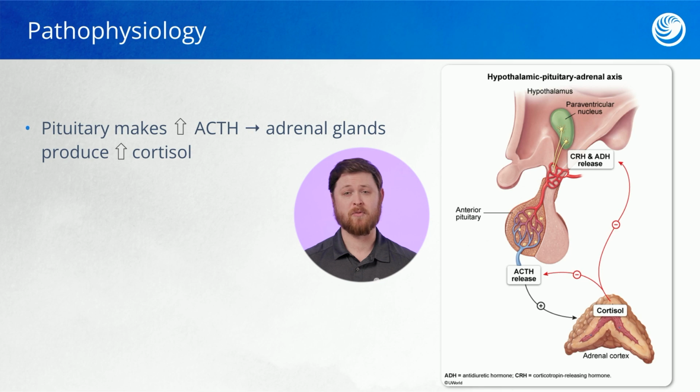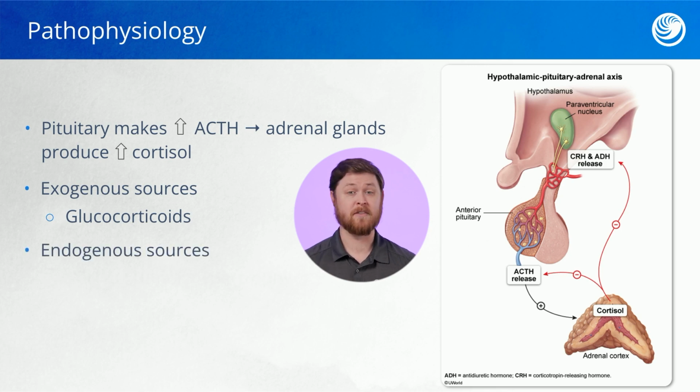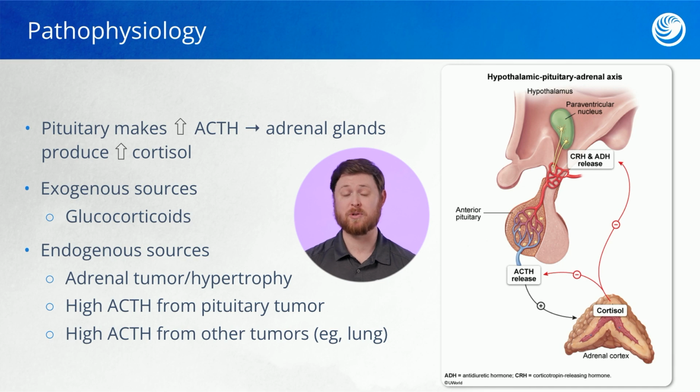With Cushing syndrome, however, we have a prolonged exposure to an excess level of corticosteroids within the body. This can occur from exogenous sources, say if a patient is taking any glucocorticoids or steroid medications, such as prednisone or methylprednisolone, or this can occur from an endogenous source. If the adrenal gland has a tumor or is hypertrophied, this can lead to excess cortisol levels. Or we can have high levels of adrenocorticotropic hormone from a pituitary tumor or from a tumor that's not within the pituitary gland. Again, with high levels of ACTH, that is going to lead to the release of corticosteroids within the body.